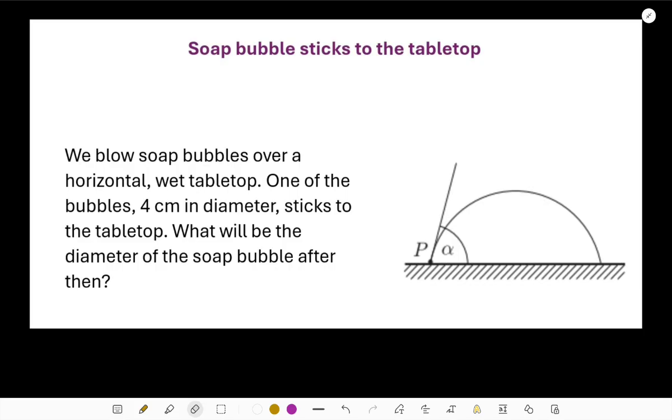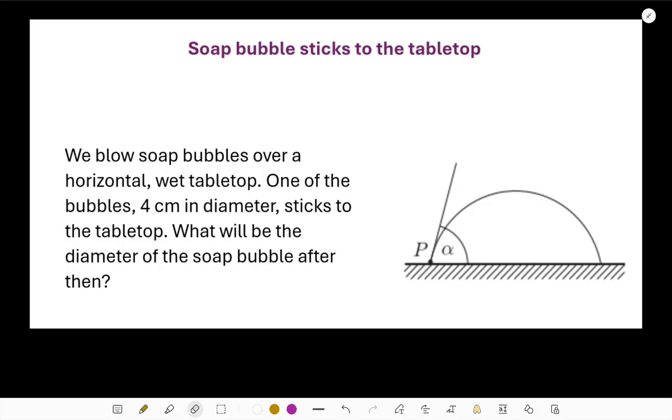There is one more problem on the screen, and in this problem, what happened to the soap bubble? It simply sticks to the tabletop. The problem is we blow soap bubbles over a horizontal, wet tabletop, so friction is not there. One of the bubbles, 4 centimeter in diameter, sticks to the tabletop, and after sticking, it took the shape of a hemisphere. What will be the diameter of the hemisphere?